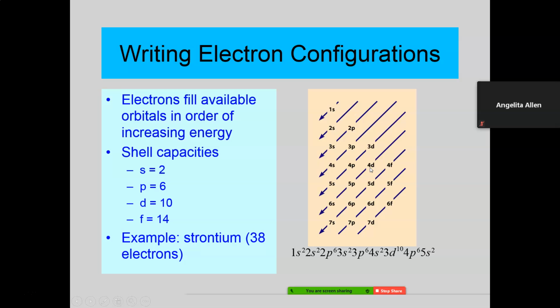How many were in D? 10 more. So that gets us up to 48. How many were in P? 5P, 6. So 48 and 6 are 54. Is that right? Believe so. Okay. My math is lousy. 6S is how many?